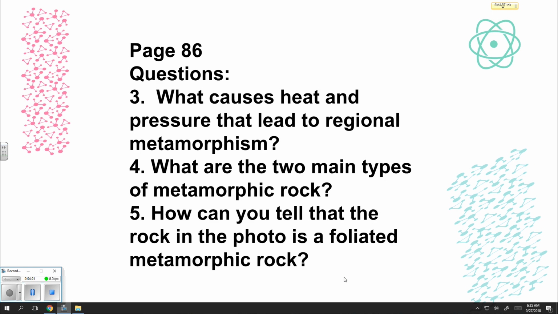Page 86. Questions. What causes heat and pressure that lead to regional metamorphism? What are the two main types of metamorphic rock? How can you tell that the rock in the photo is a foliated metamorphic rock?